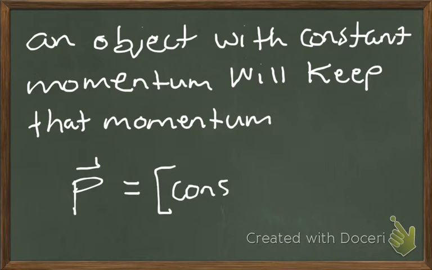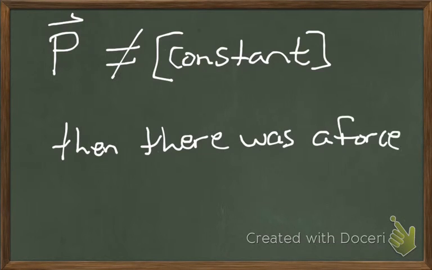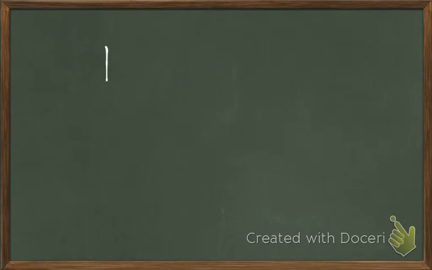So what it'll look like is this. The momentum of something will be constant, unless, if it's not constant, then that means we already know there was a force involved. If you're driving in your car and you slam on the brakes, your momentum is not going to stay constant because you are changing the velocity of the car. So somewhere there's a net force acting on that car, and the momentum is also changed.